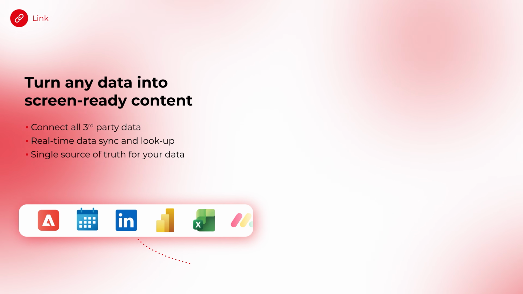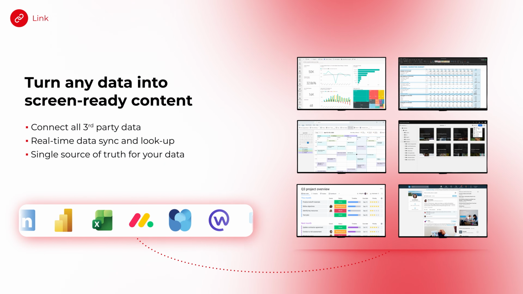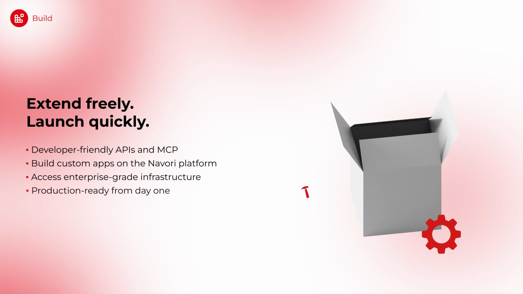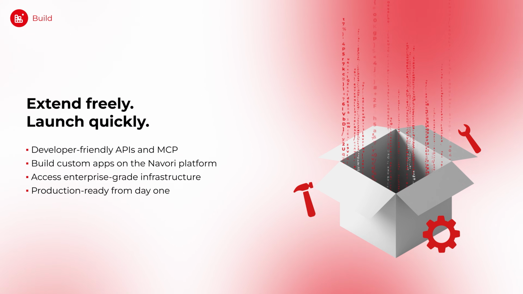So we've got Link, the ability to deliver data in any way that you need. Whether that be from your Teams, from Power BI, whatever tools you're utilizing, you can take that data and deliver it into your digital signage. Then we have Build, the ability to utilize the Navori APIs to build exactly the digital signage experience that you want. You could utilize some of the modules that are within here, unify them, and make exactly the experience you want using those Build APIs that Navori have accessible to you.